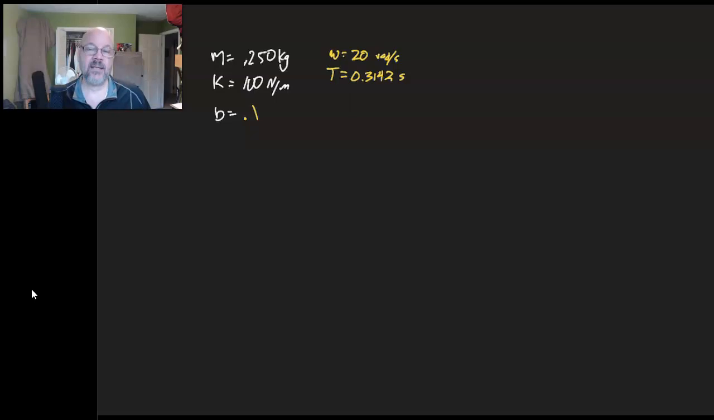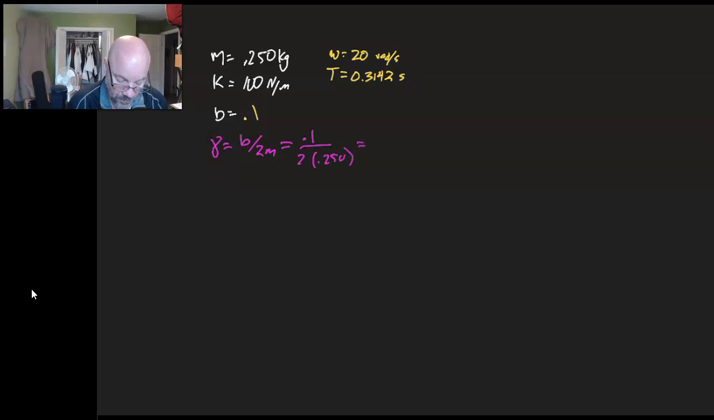Let's go ahead and calculate the value for gamma, which is the decay constant, not the damping coefficient. The decay constant is gamma, which is b over 2m. So we're going to have 0.1 over 2 times 0.25. That's 0.1 over 0.5, which turns out to be 1/5, or 0.2. So there's my value for gamma.